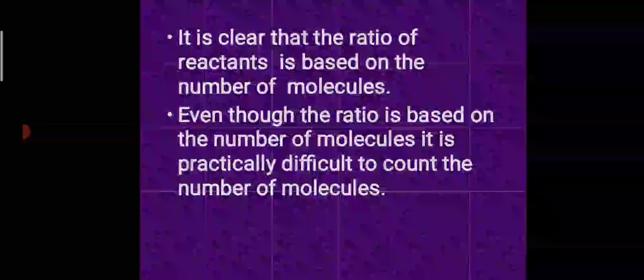So it is clear that the ratio of the reactants is based on the number of molecules. So the reaction eppadi irukku, and the reactants eppadi nama choose pandrom, it is based on the number of molecules only. So even though the ratio is based on the number of molecules, it is practically difficult to count the number of molecules. So இது நம்ம ratio வந்து பேஸ் பண்ணி சொல்றோம், நம்ம easily 2 times of water, one time of carbon dioxide, we are saying easily, but it is not that easy to count the number of water molecules. இப்போ 1 molecule of water அதுக்குள்ள எத்தனை atoms இருக்குன்றதை நம்மளால count பண்ண முடியாது. So we need some notation, referral code we need, yes or no?